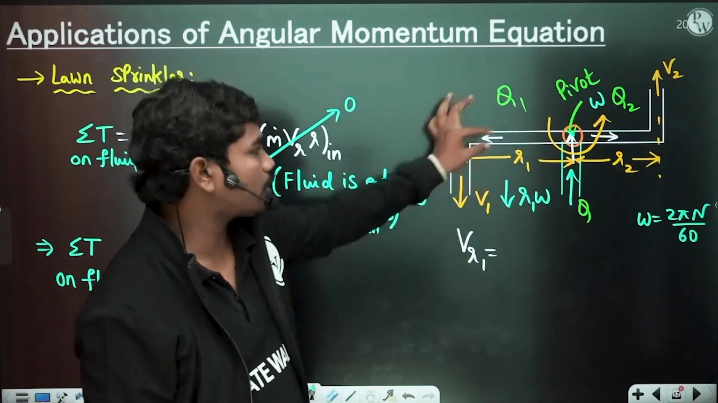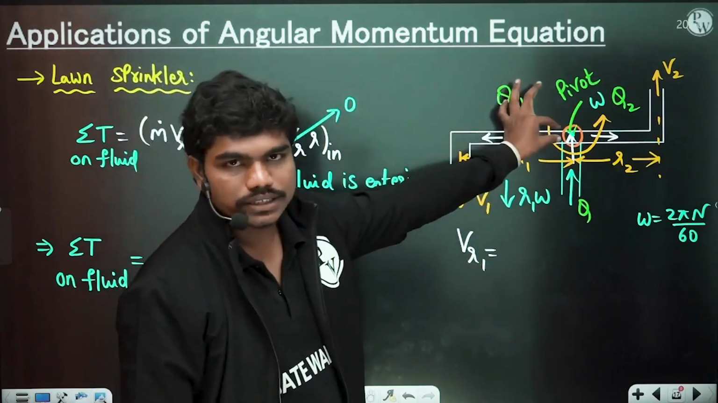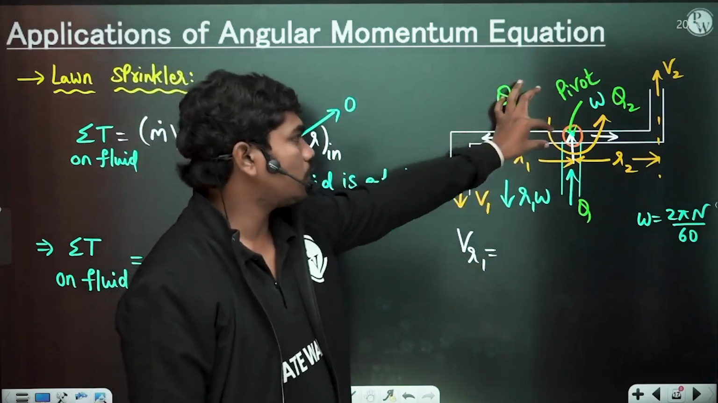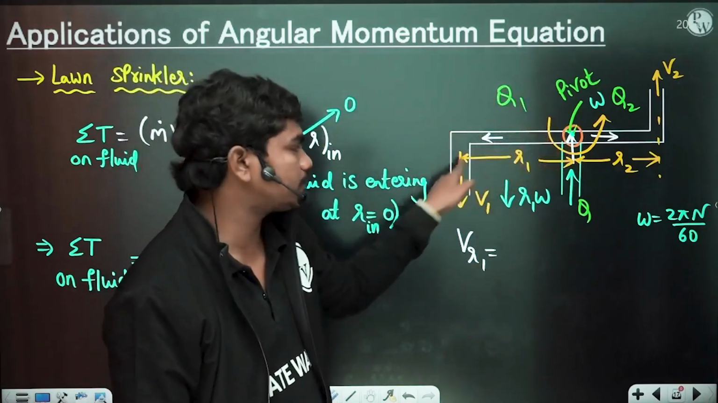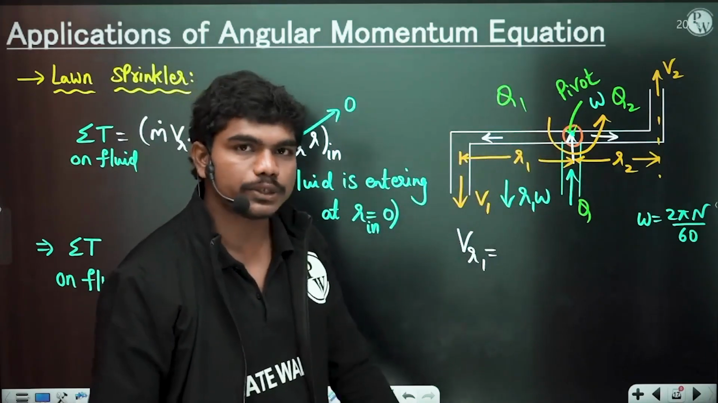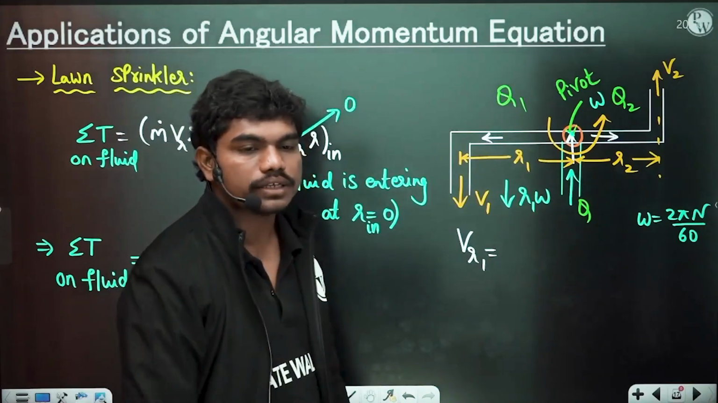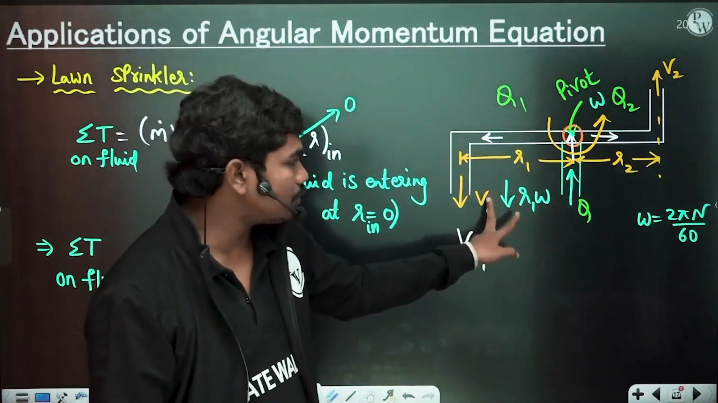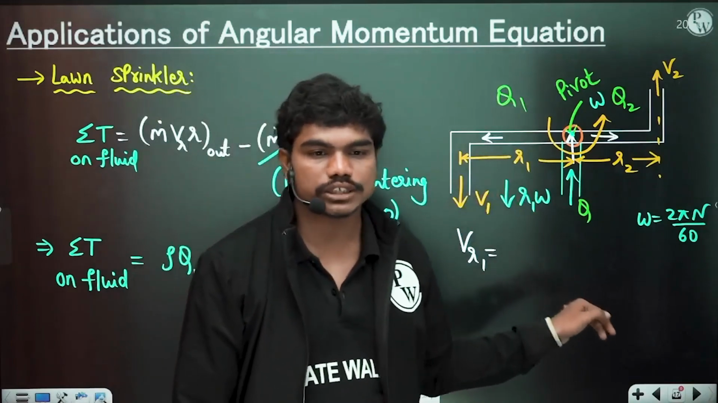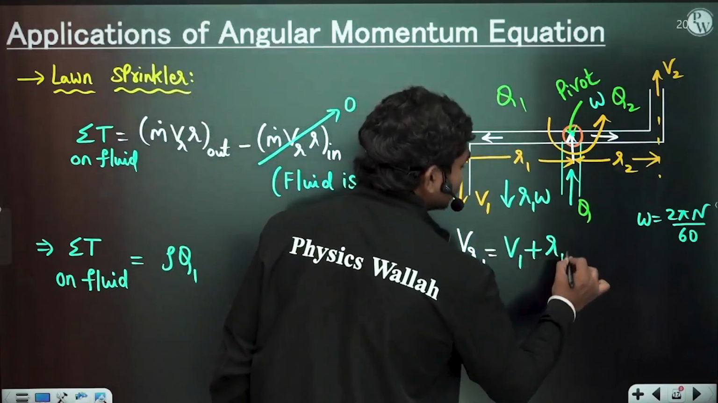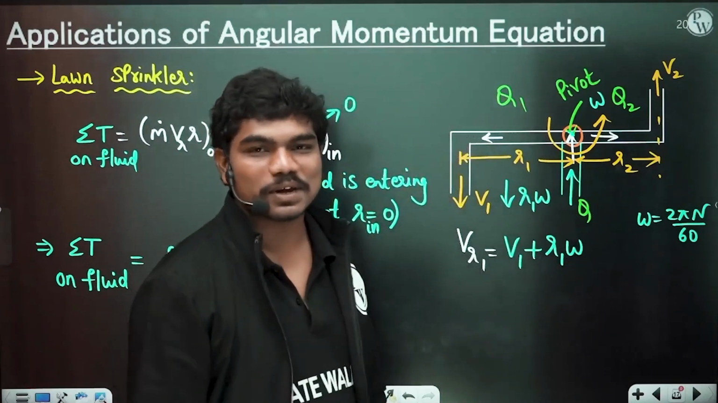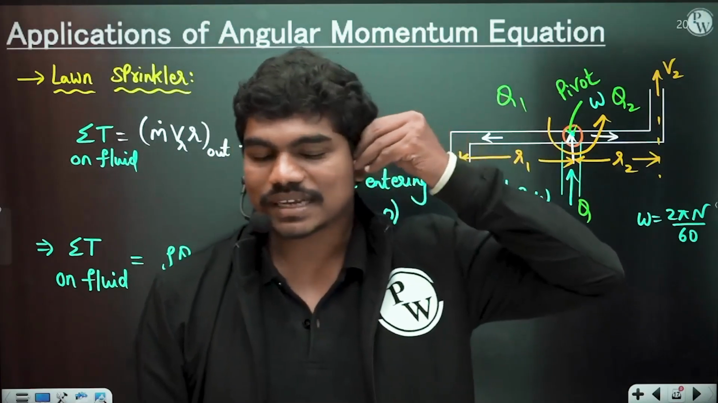Normally this V1 is because of the flow. There is some flow of the fluid, so the fluid comes out with some velocity. This V1 is due to the normal flow of the fluid in the sprinkler, and this r1 omega is due to the rotation of the body. Please tell me, if these two are in the same direction, what could be the relative velocity here? So this is V1 plus r1 omega. What you have written first is correct, V1 plus r1 omega.